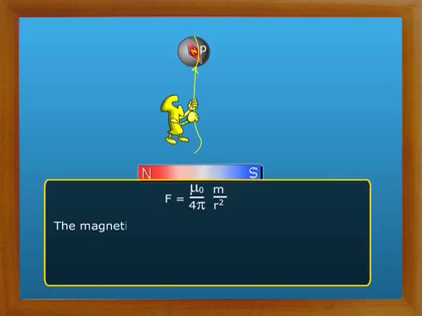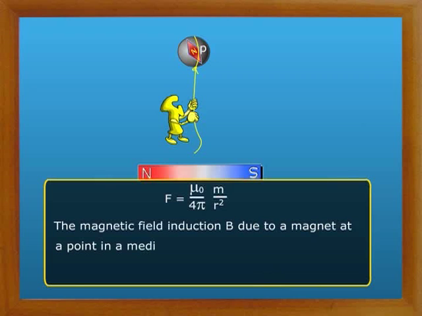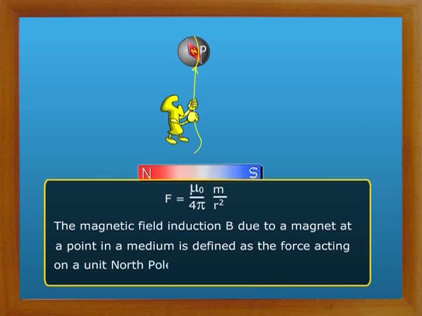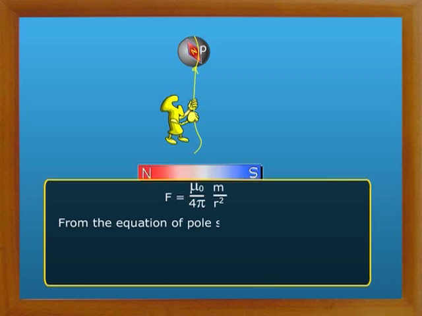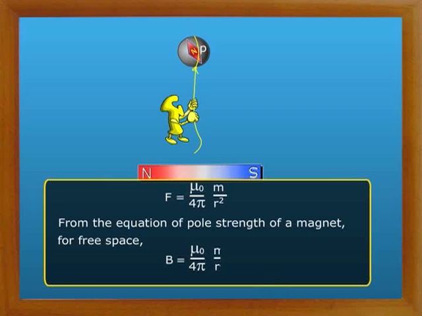The magnetic field induction B due to a magnet at a point in a medium is defined as the force acting on a unit north pole placed at that point. From the equation of pole strength of a magnet for free space, B is equal to mu0 divided by 4 pi, m divided by r square, which is equation number 10.